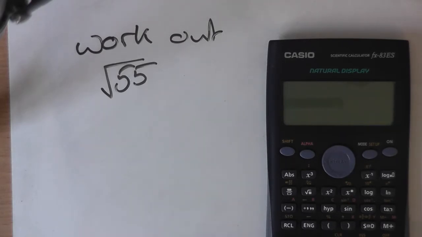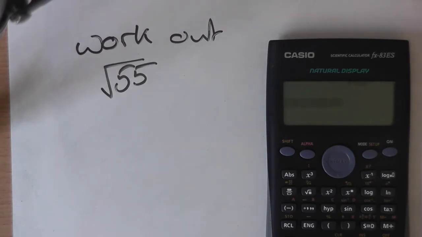But 55 will have a square root. There is a number that when we times it by itself, we get 55. And that number will be the answer to the square root of 55. That's what the square root is trying to find. It's saying what number did we times by itself to get the 55. To do that, we use our calculator.